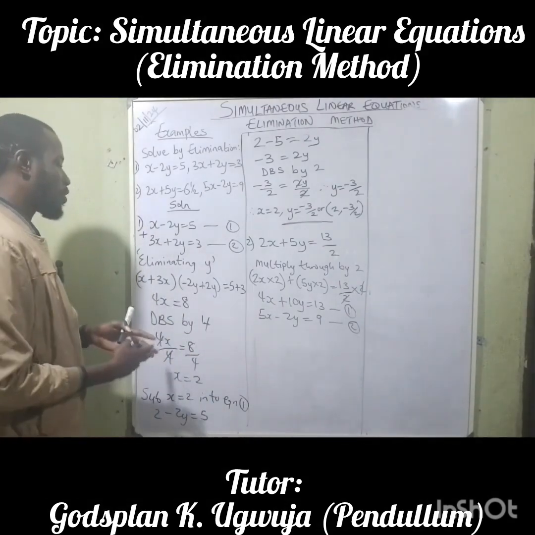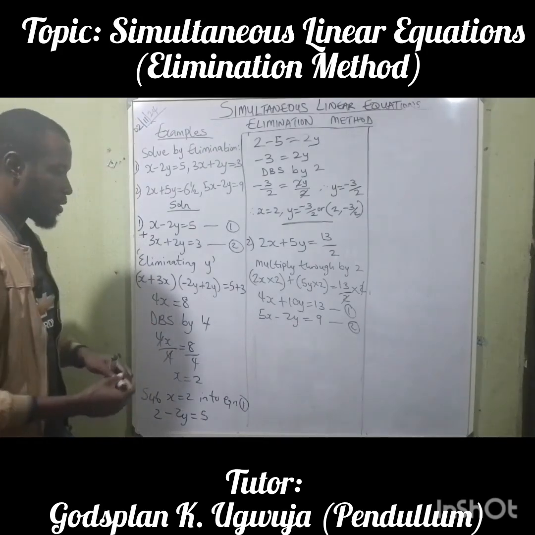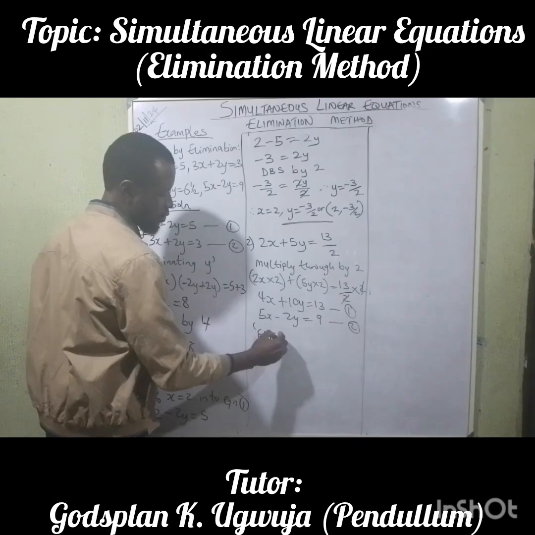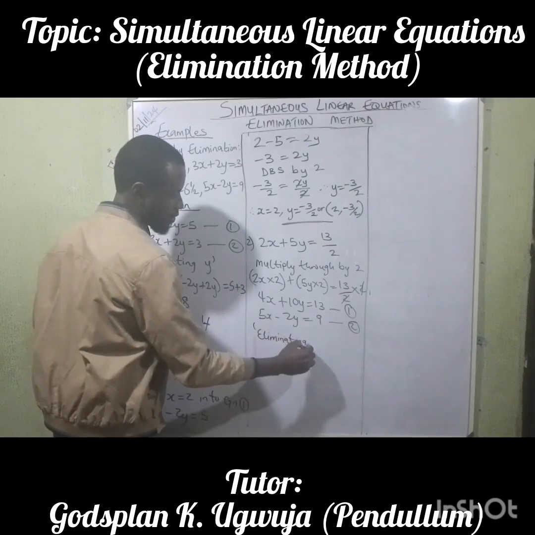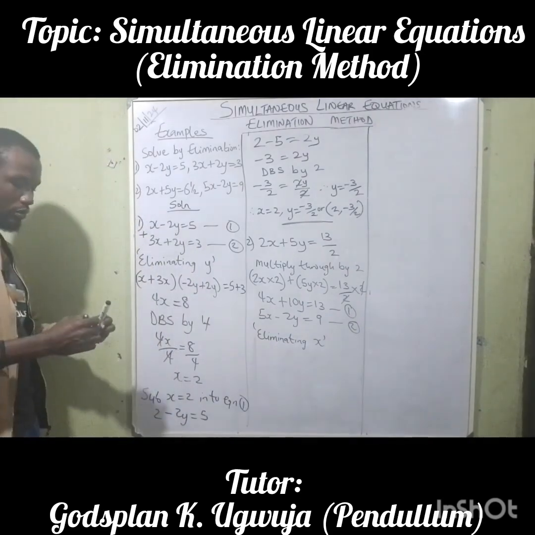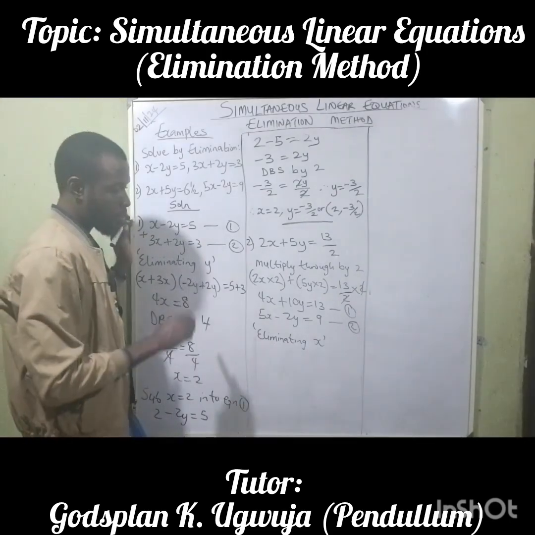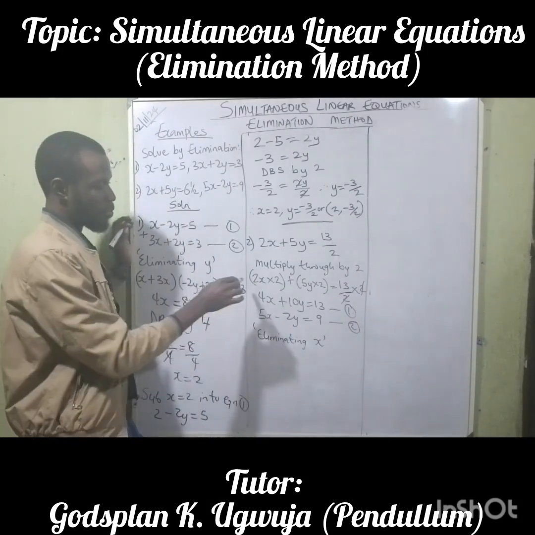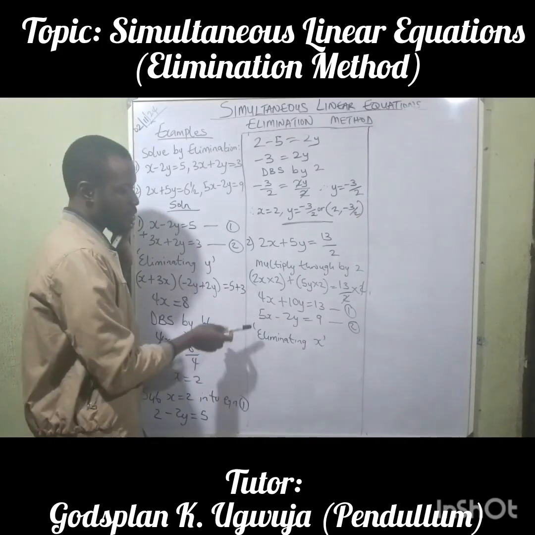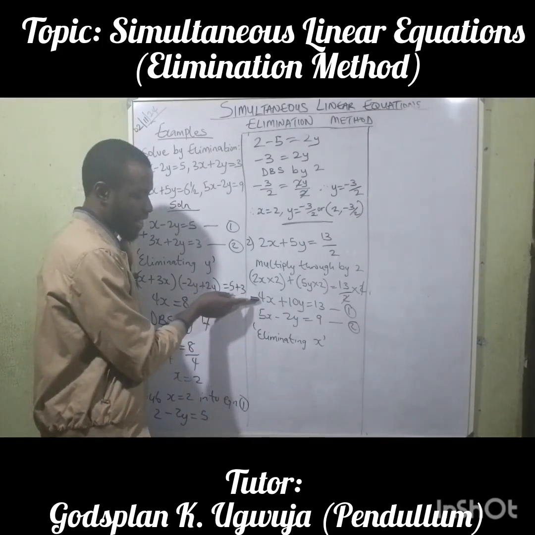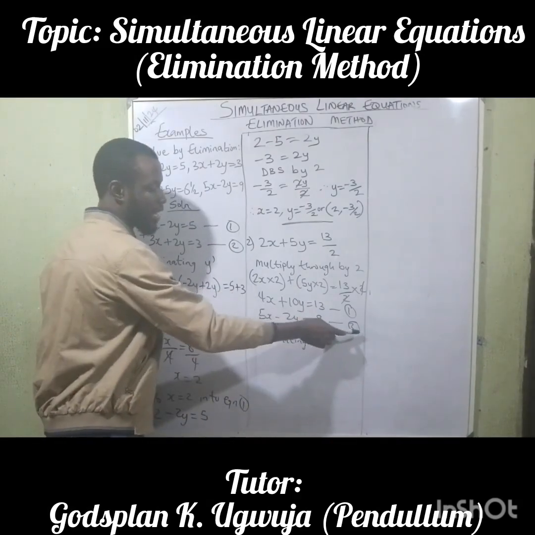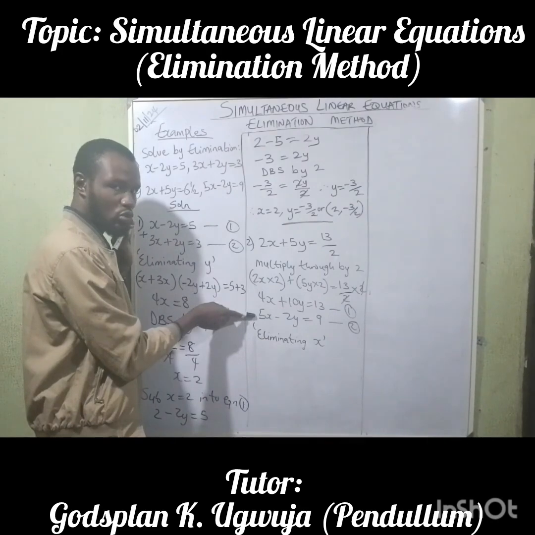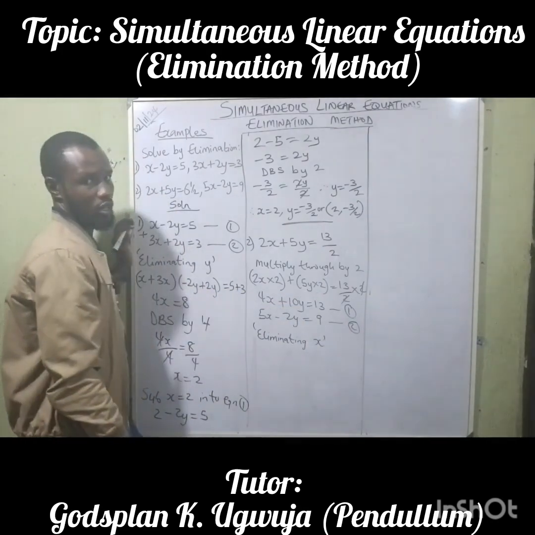You choose which of them you are going to eliminate. Which of them do you want to eliminate? So in this case, let us eliminate x. If we are eliminating x, then follow me closely, to be able to eliminate x, remember we must make the coefficients of x the same, both here and here. So we are going to use the coefficient of x in equation 1 to multiply everything in equation 2. Then we use the coefficient of x from equation 2 to multiply everything in equation 1.